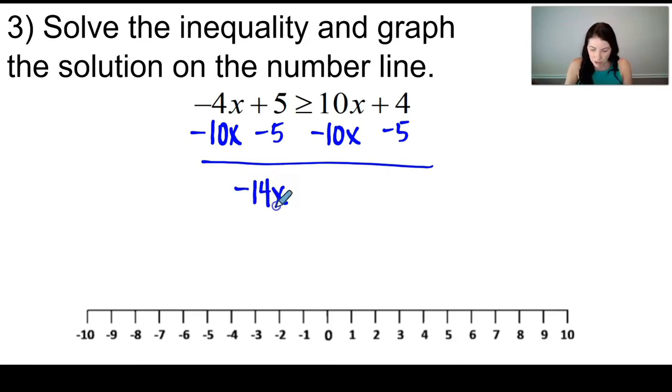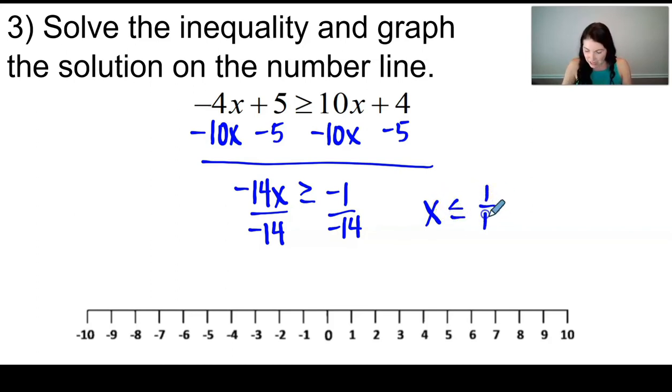So now I have negative 14x is greater than or equal to negative 1. I need to divide both sides by negative 14 to get x isolated. And just like Mollee said, don't forget to flip that sign because we divided by a negative number. So x is less than or equal to 1/14. Because x can equal 1/14, I'm going to put a closed circle and just label it as 1/14 so it's apparent. And then all values less than 1/14 are solutions in this inequality.